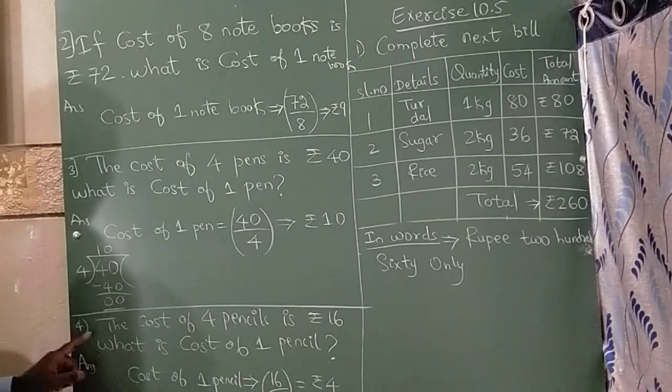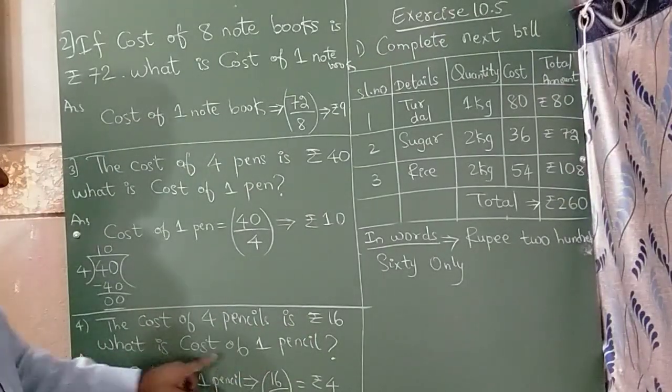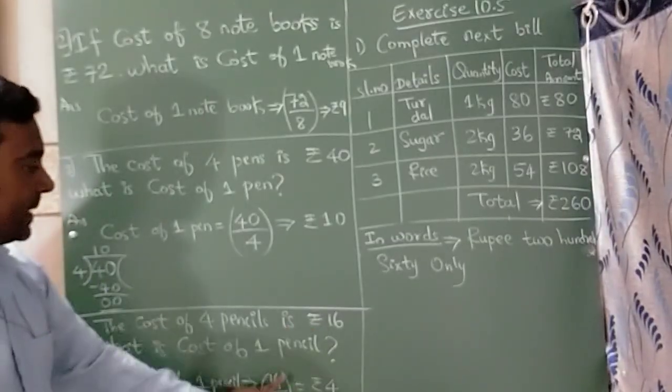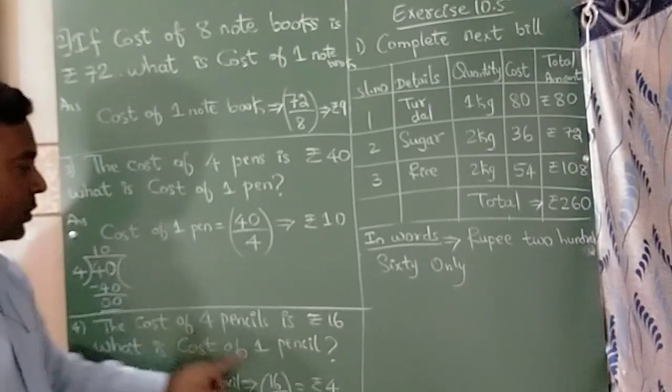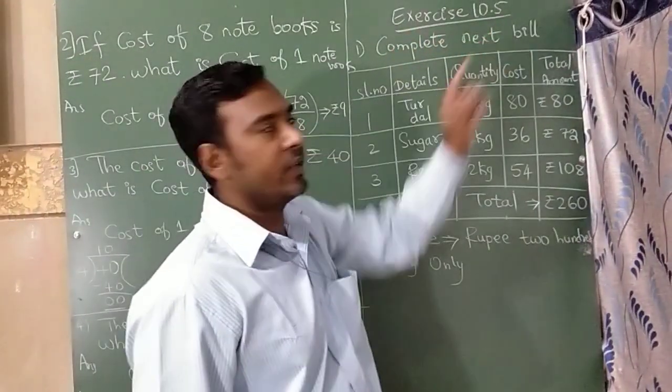Fine. Fourth question is, the cost of 4 pencils is 16 rupees. What is the cost of 1 pencil? So cost of 1 pencil is 16 divided by 4. So it is 4 rupees. So next exercise is exercise 10.5.